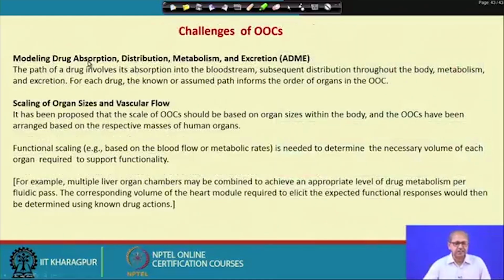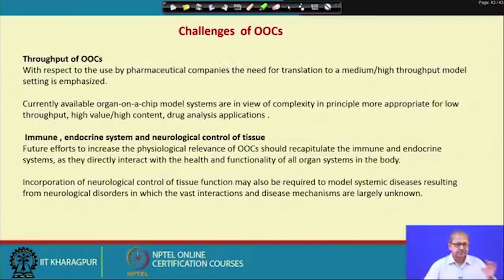First, modeling of drug absorption, distribution, metabolism and excretion, ADME, then scaling of organ size and vascular flow, because it needs a lot of simulation and engineering to scale the organ size and vascular flow. Then the throughput of organ on chips. Right now, the organ on chips available do not have the high throughput that pharmaceutical companies want.